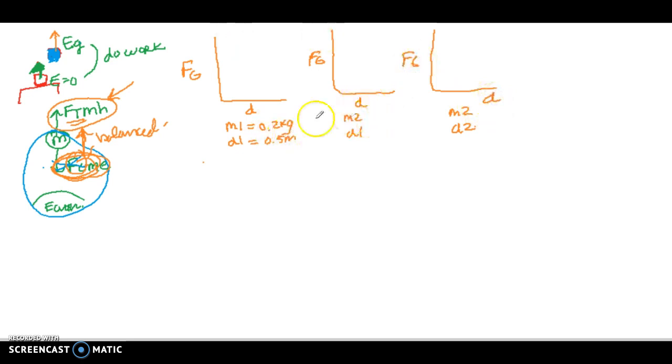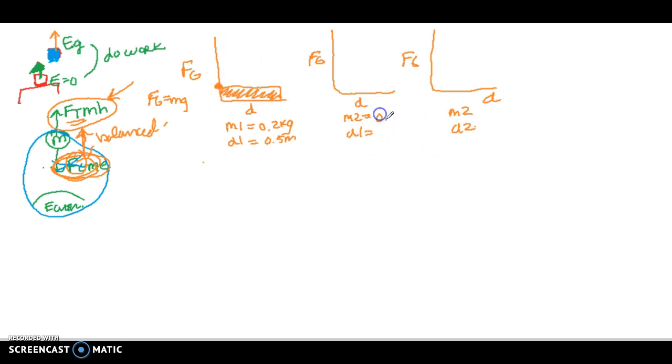Now these numbers might be different than yours, so I hope this isn't confusing, but we'll see. So mass 1 is going to be tied into Fg because we know that Fg equals mg. So this one we're going to say has a little force and a big distance. Little force and big distance.